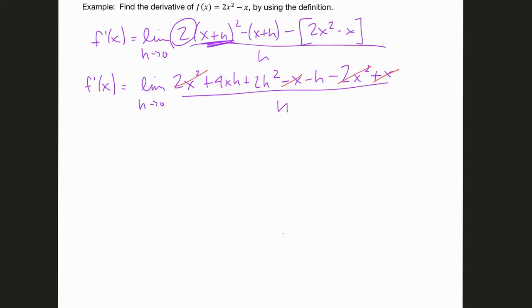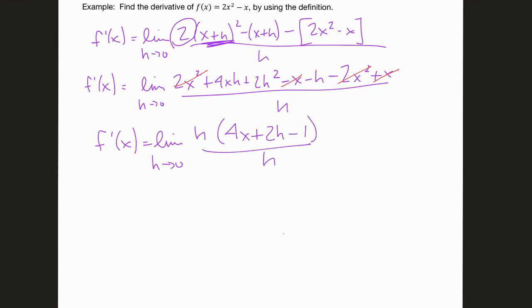Now let me factor out an h. So the limit as h approaches 0. If I take an h out of the numerator, I am left with 4x plus 2h minus 1 all over h. Now I can cancel this. And if I now take the limit, I don't have to write the limit anymore. This ends up being 0 because you plug in a 0 and you get 4x minus 1.